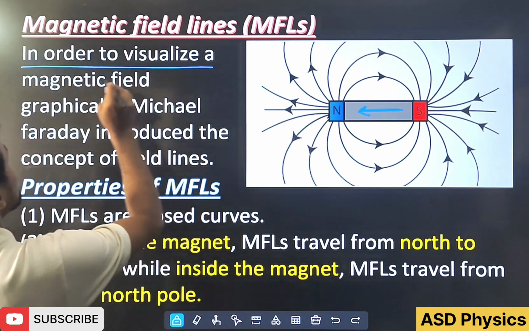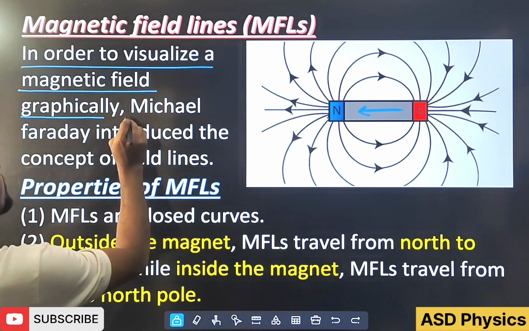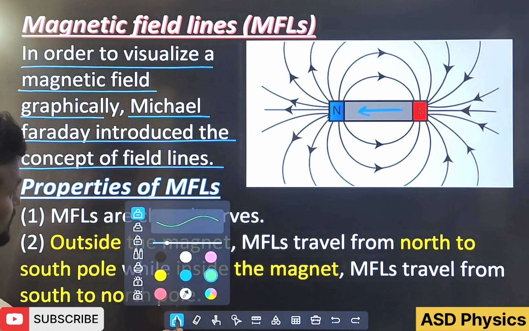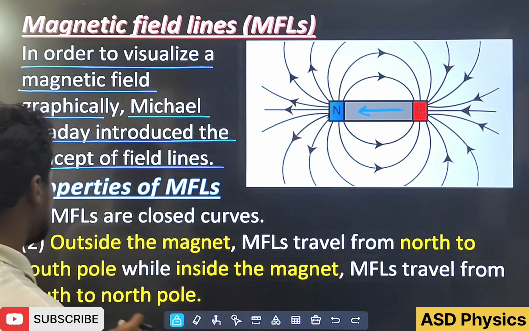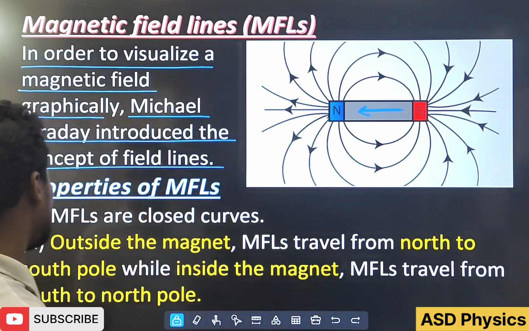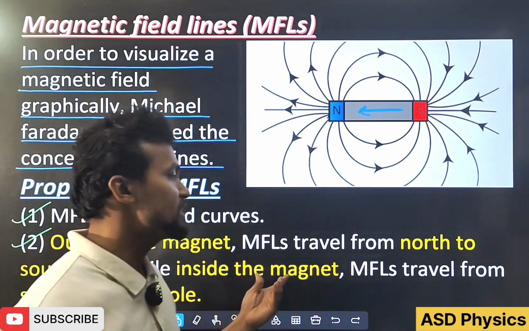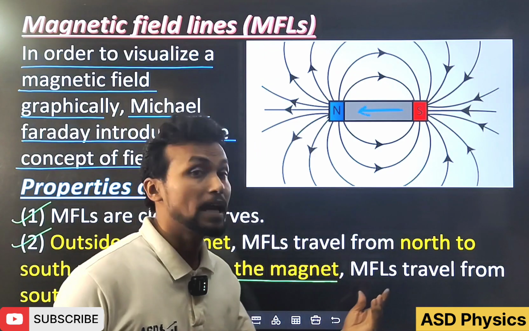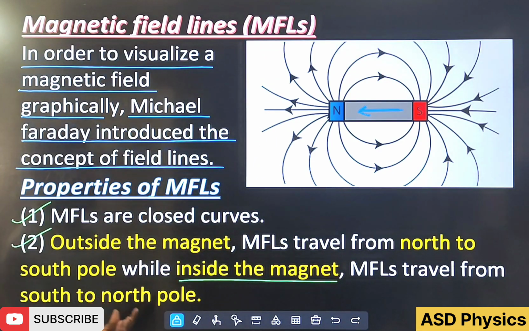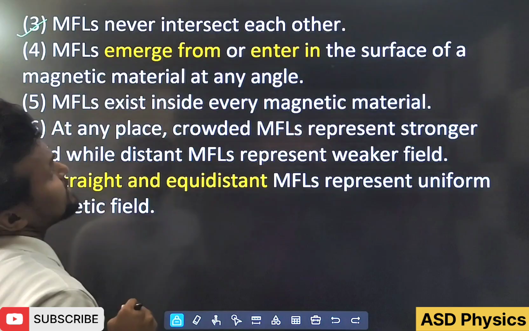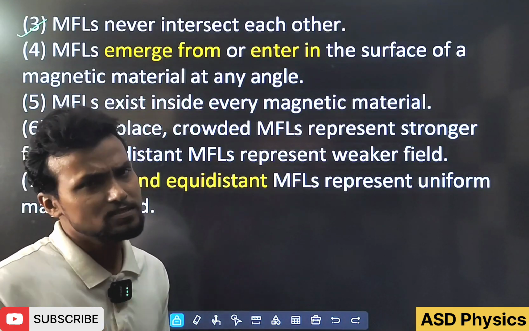In order to visualize a magnetic field graphically, Michael Faraday introduced the concept of field lines. Let's see the properties of MFLs. First, MFLs are closed curves, always closed curves, never open. Second, outside the magnet, MFLs travel from north to south pole, while inside the magnet, as I told you, they travel from south to north pole. Remember that. Third, MFLs never intersect each other. Two or more MFLs will never intersect.